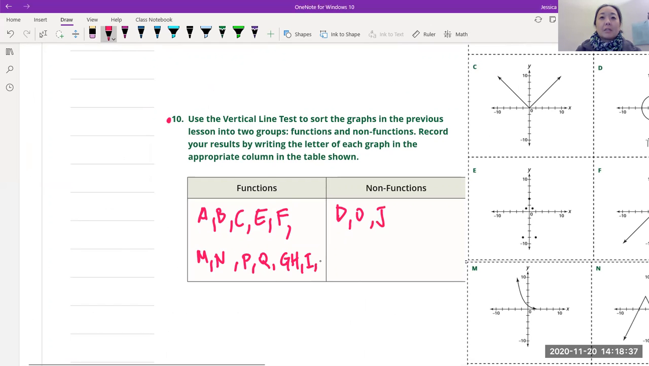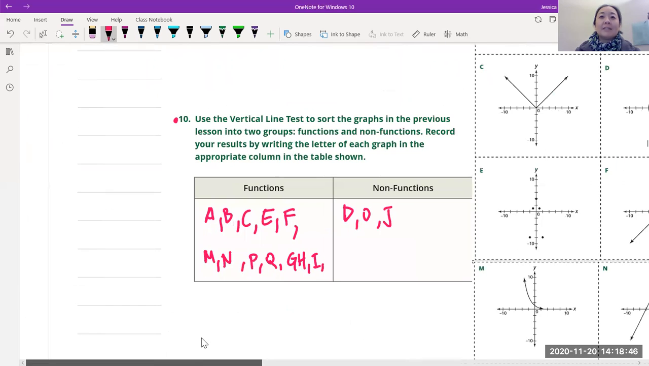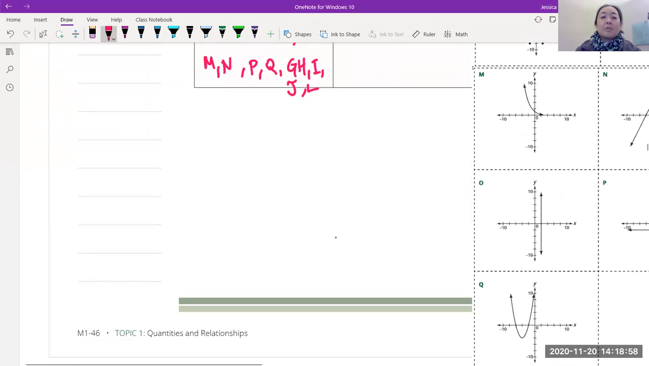And then, wait, what about K and L? Oh my goodness, I forgot. Oh, the K is the one that's not a function. Got it. Not J. You guys probably already knew that. You're like, no, it's not that. I, J, K, and then L. There we go. So those are not functions.